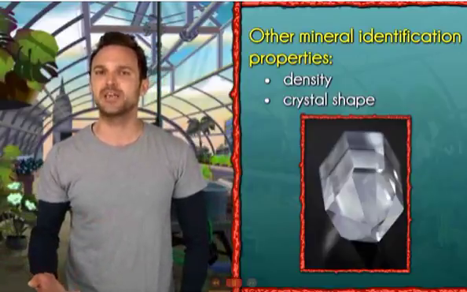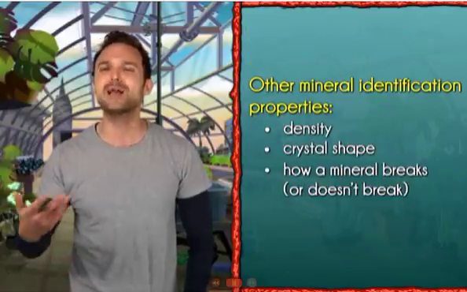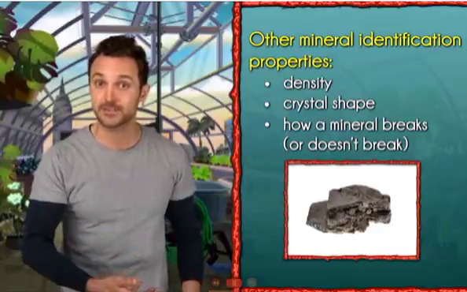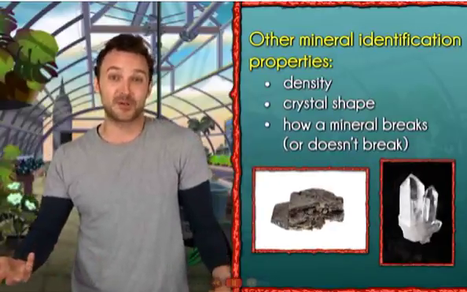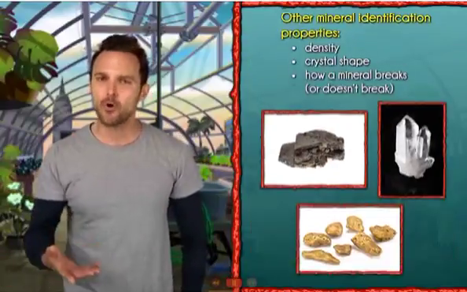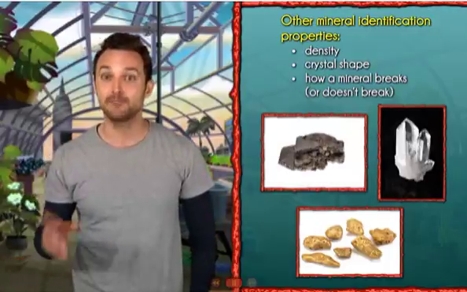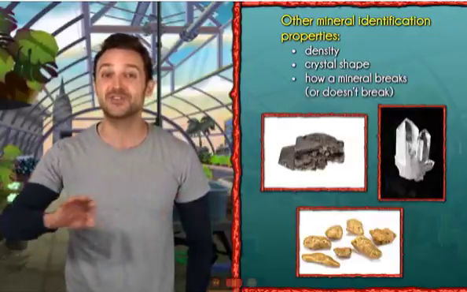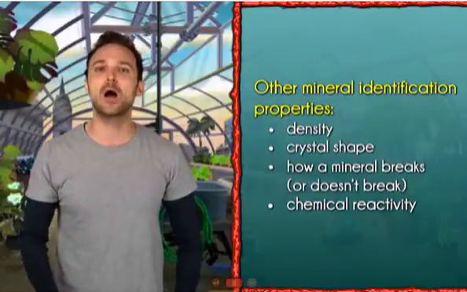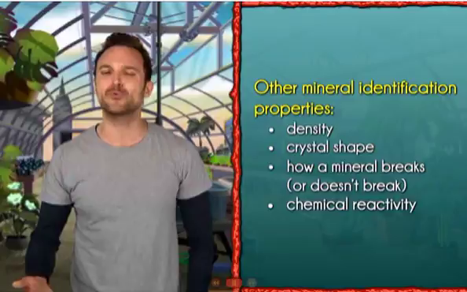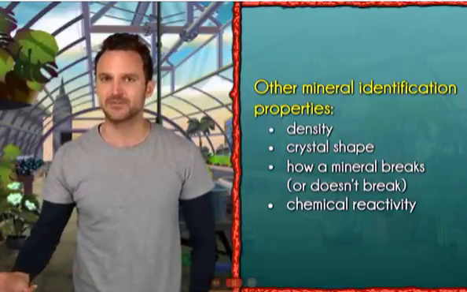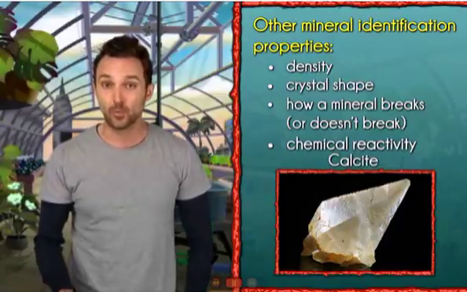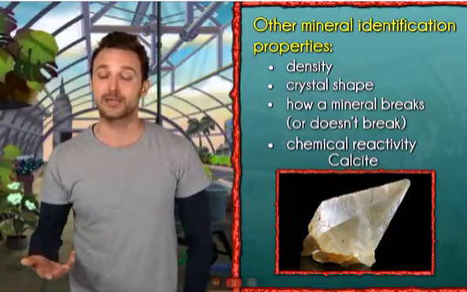Another mineral identification property relates to how a mineral breaks. For example, mica easily peels off in layers, while quartz looks sort of like broken glass when it breaks. And gold doesn't really break at all, but it can be hammered into really thin sheets or stretched into wire. Another property of minerals is whether or not they will react chemically with another substance, such as an acid. A mineral called calcite, for example, will fizz when acid drops are put on it.